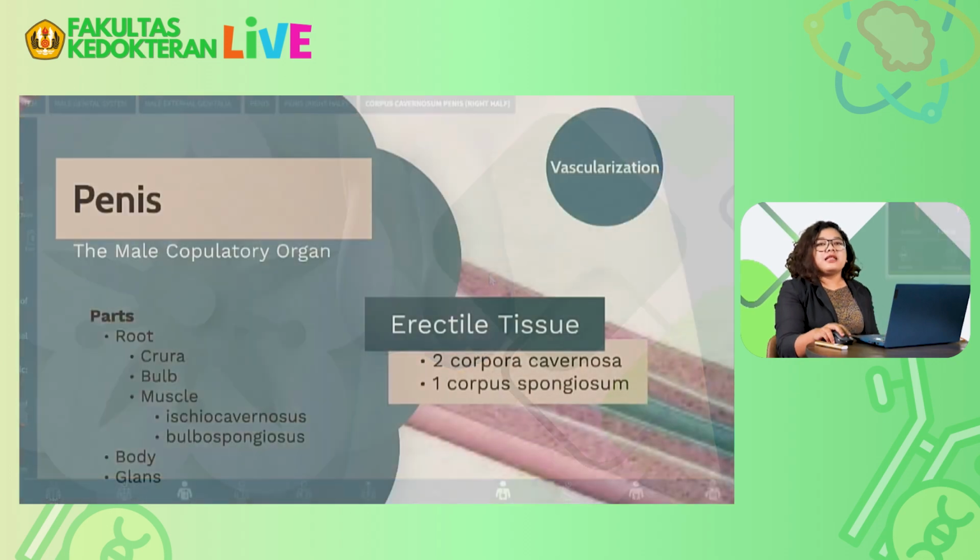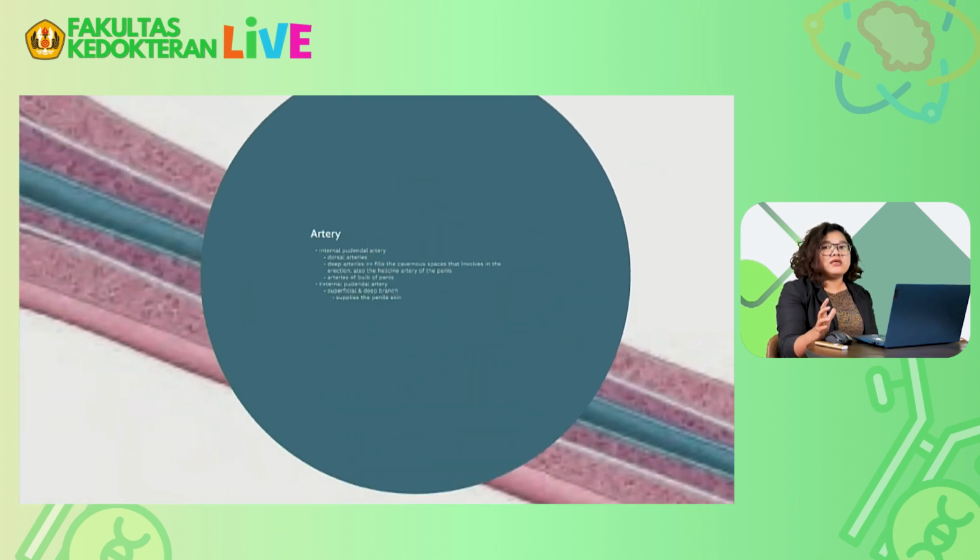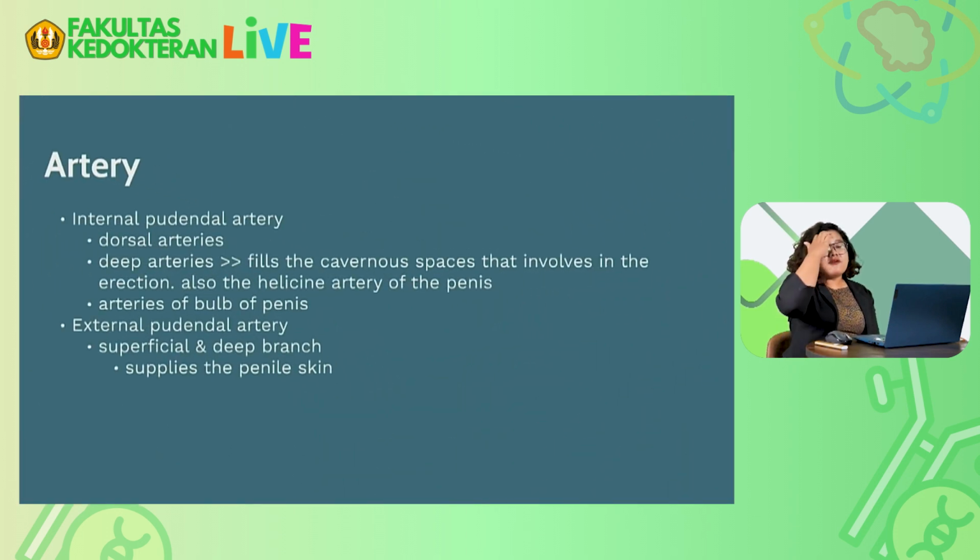Okay, and then let's go back to the slide. Here we go. We have the erectile tissue. Again, we have two corpora cavernosa and one corpus spongiosum. But as the physiology of the penis depends wholly on blood flow, it is very important to understand the vascularization.